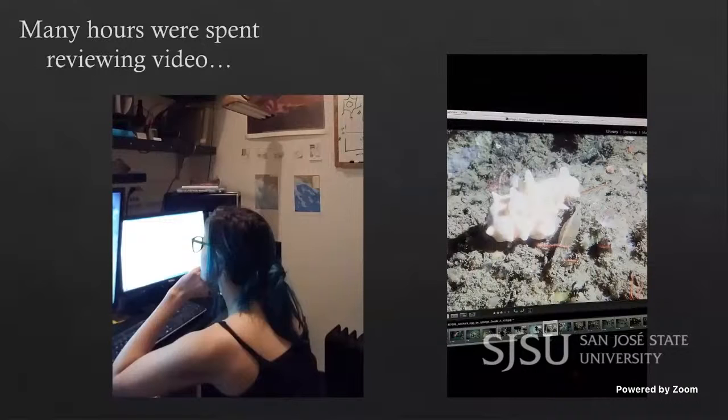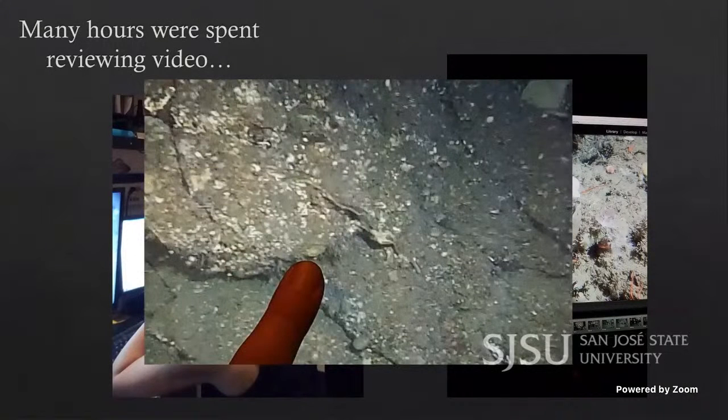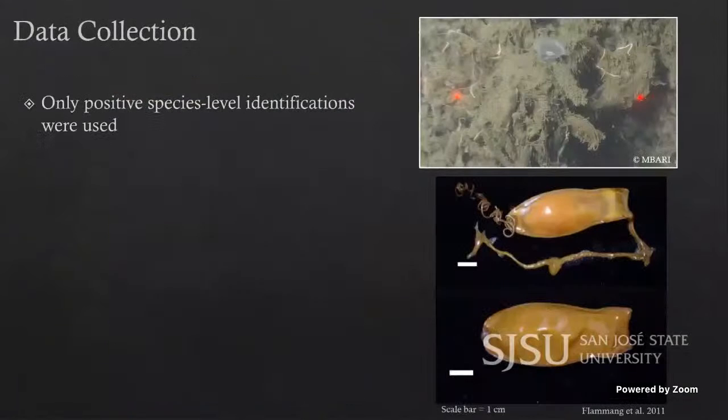This photo depicts a very clear resolution. This is taken from one of the high definition cameras aboard the manned submersible. However, ideally all video resolution would look like this, but due to data source collection, the years the data were collected, there was a variation in resolution. A lot of the data I was looking at looked like where my finger is pointing to an egg case on that granite outcrop. For data collection, only positive species level identifications were used.